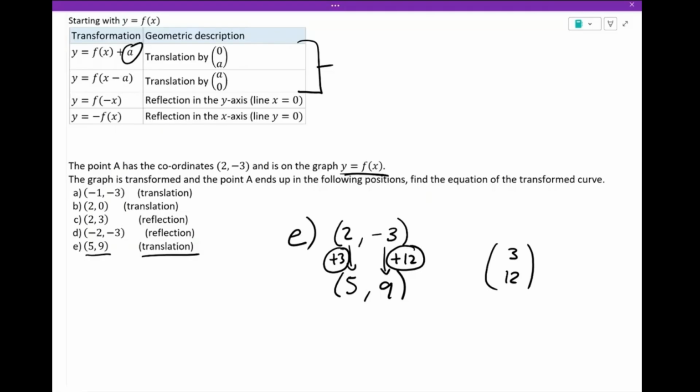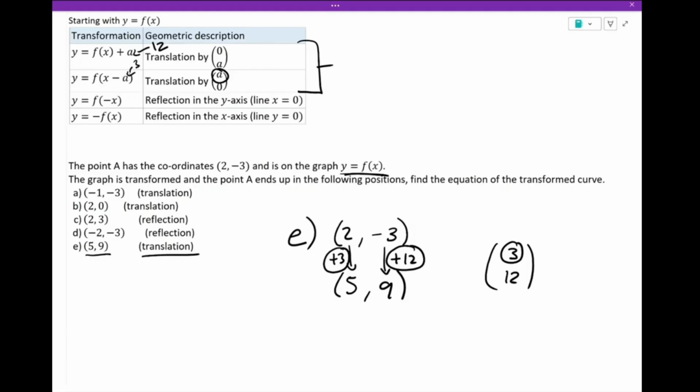So let's start with our vertical part of our translation. So we've got 12 down here. So a in this top part is going to be 12. Okay, we're going to add on 12 to the whole function because that represents our vertical translation. And then the a for our horizontal component is 3. So therefore, we're going to write a 3 inside this bracket here. So we're going to end up with -3.